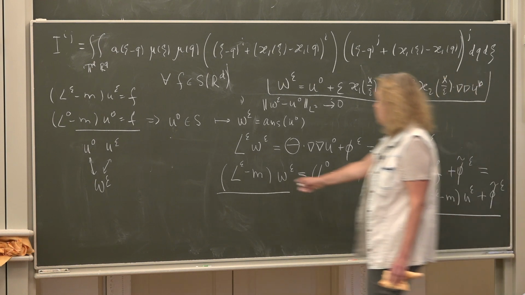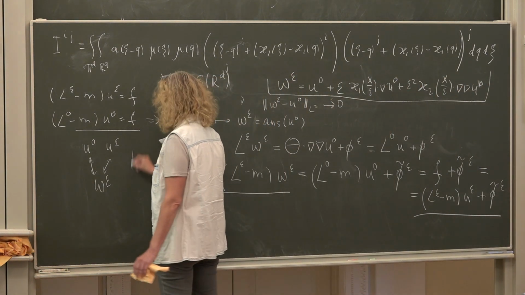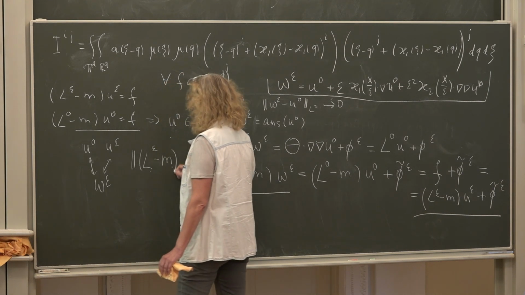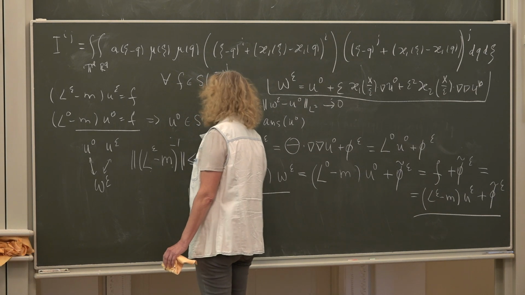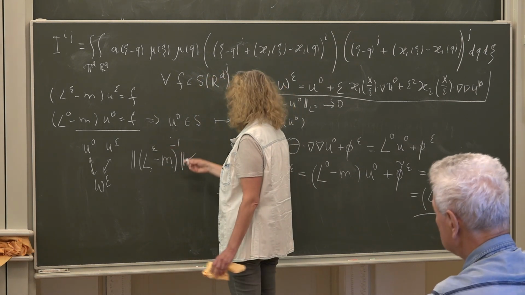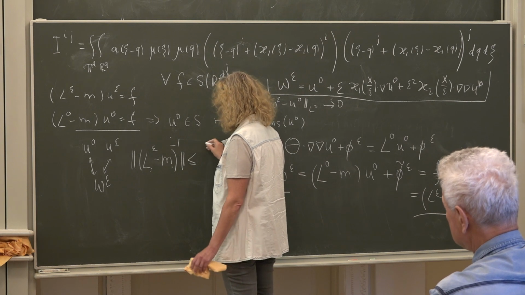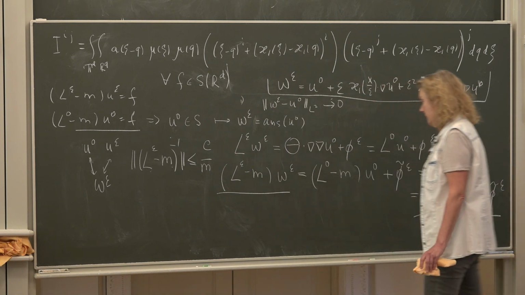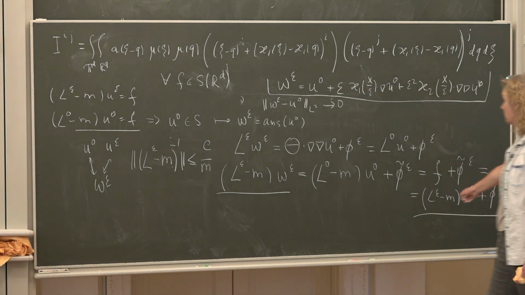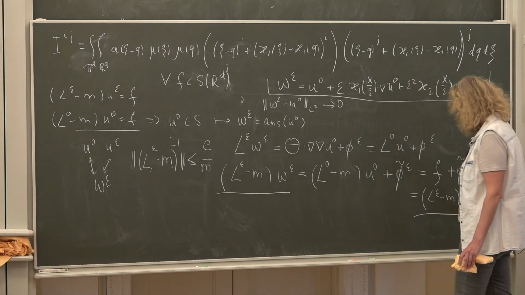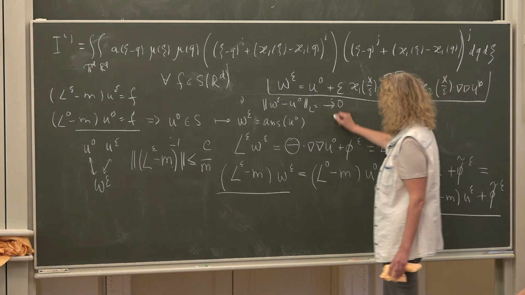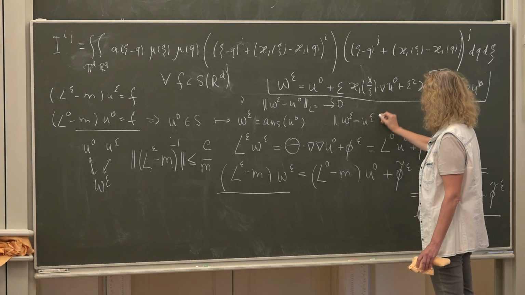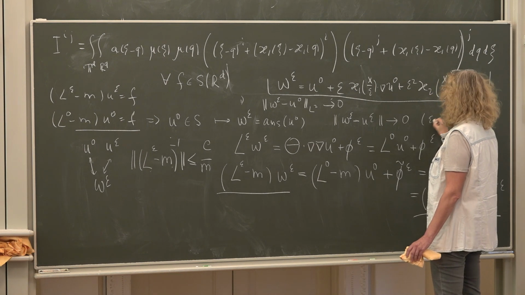And since for the resolvent of the operator L epsilon minus M the following estimate, which is uniform in epsilon, is valid: there is some constant divided by M, since it is a positive operator, we know. Then we can conclude that w epsilon and u epsilon are also close, in the sense that w epsilon minus u epsilon also tends to 0 when epsilon tends to 0.